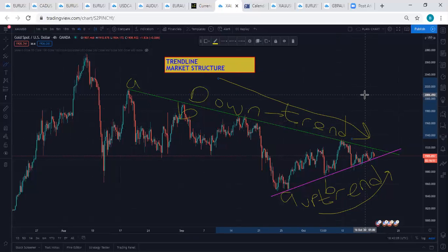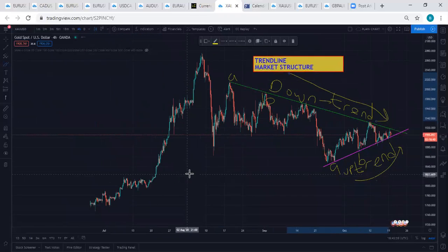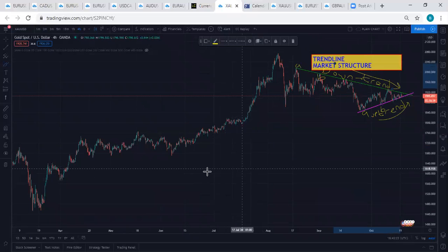Now, this is a lot of information. I'm not even going to introduce market structure today, because this is a whole lot of information already for you guys. So this is how we analyze the market.